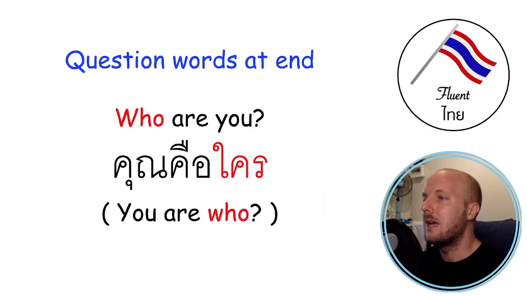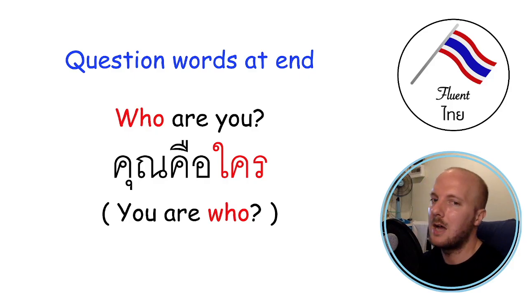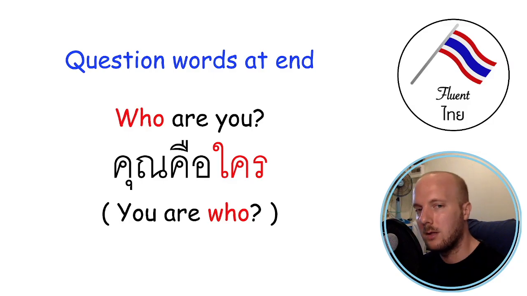Question words at the end. So unlike English, which has the question words, I think they're called interrogatives, go at the beginning, whereas in Thai they go at the end. So who are you? In Thai would be คุณคือใคร, which is literally you are who. So that's going to be the same structure for every kind of question word. Like for example, what's your name? In Thai they're literally saying you name what, คุณชื่ออะไร. So that's the reason why.